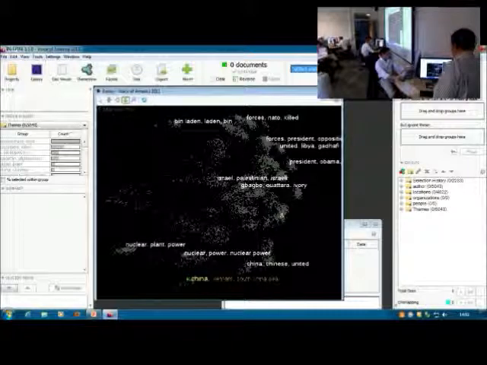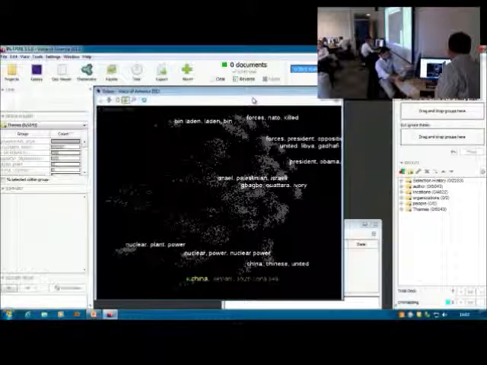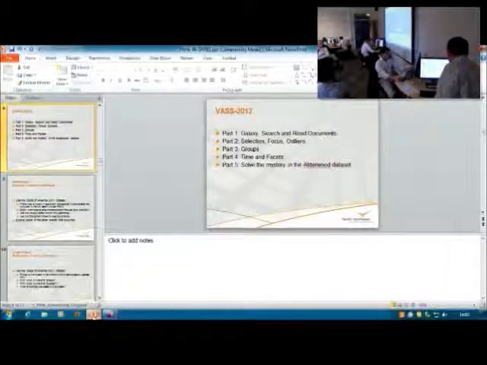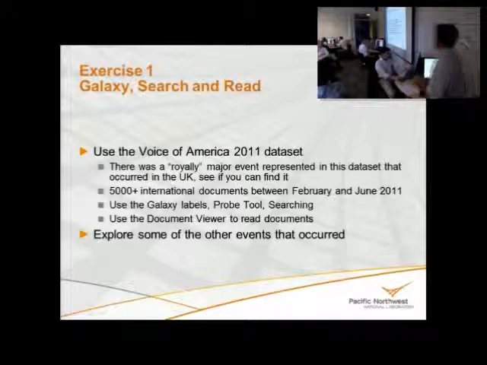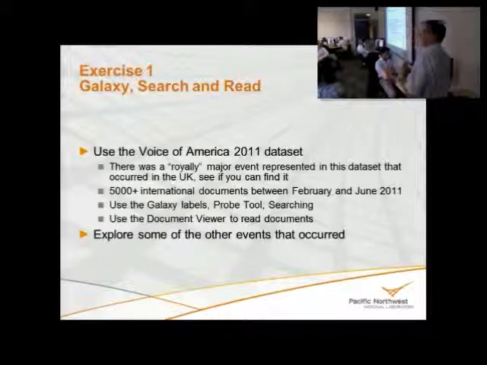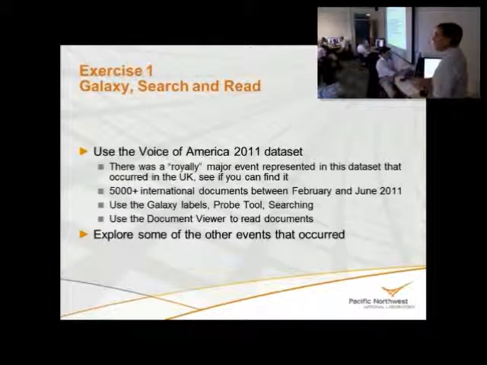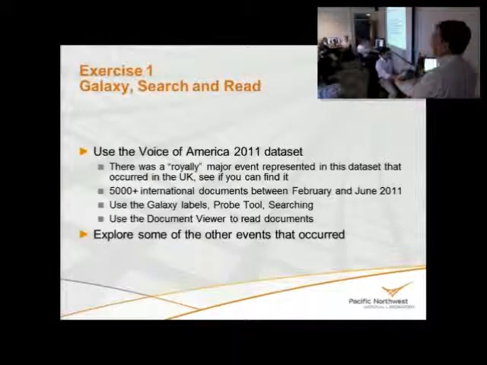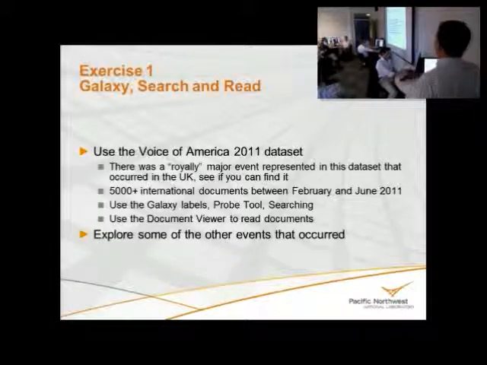What I'd like you to do at this point is to use this data set, and we're going to do a little exercise. Think of a major royal event that occurred during this data set. This data set was from 2011. It occurred in the United Kingdom. You could probably think about what it was, maybe someone named Prince William. See if you can find where in the galaxy this royal event occurred.